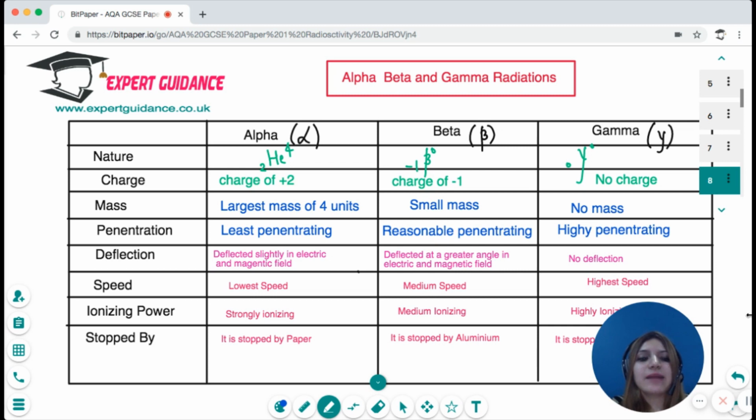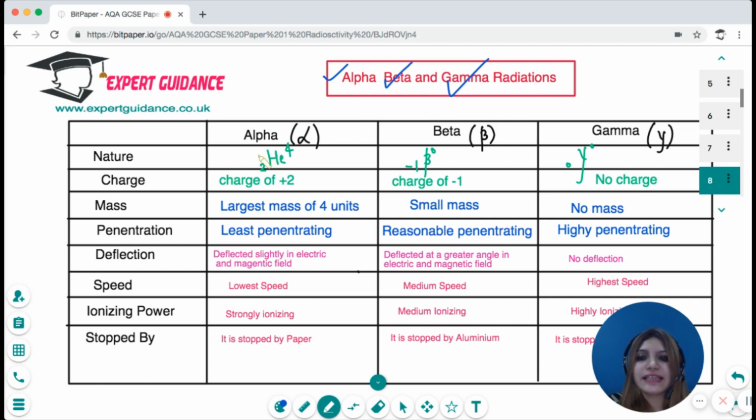Now let us come to nuclear radiation. Now there are many atoms whose nuclei are very unstable. In order to get stable, they either lose mass and charge. And how do they lose that? By giving off three radiations: alpha, beta, and gamma. You should know the nature of them and what they are.